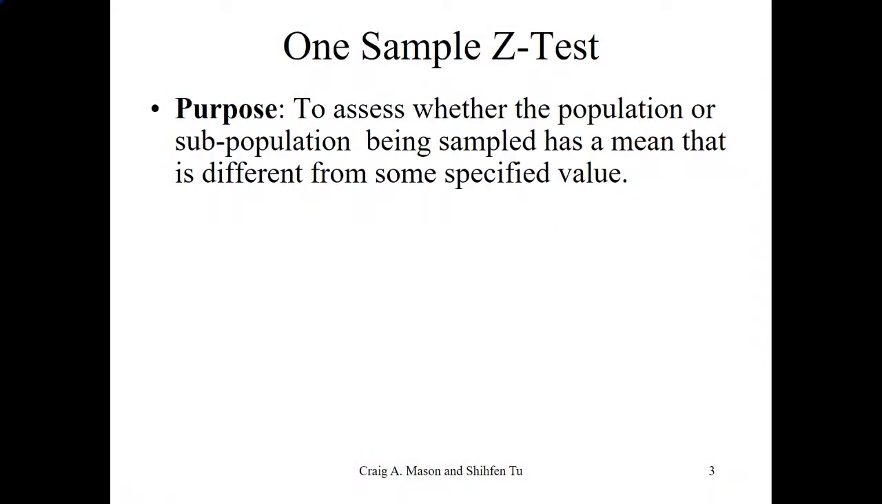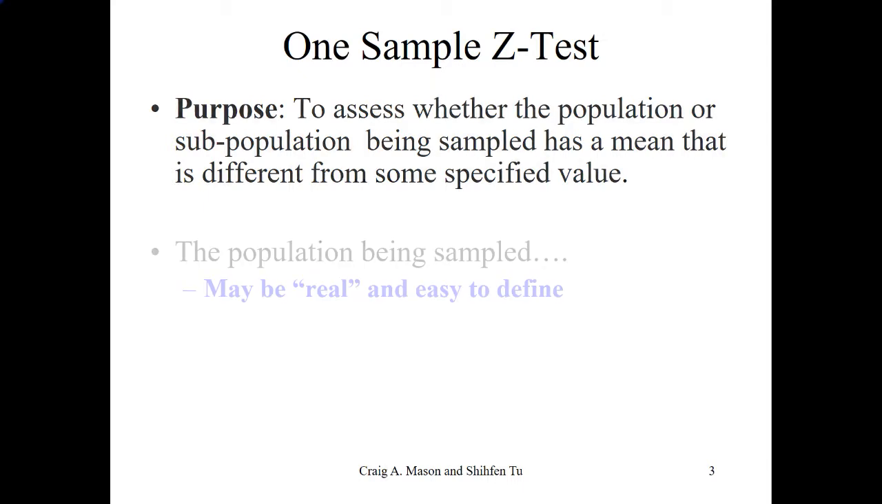To illustrate this, we'll use one of the more basic statistical tests, the one-sample z-test. The purpose of a one-sample z-test is to assess whether the population or subpopulation being sampled has a mean that is different from some specified value. This is typically a value that is believed to be the larger population mean or some value that one expects to see if a treatment effect or a group difference doesn't exist.